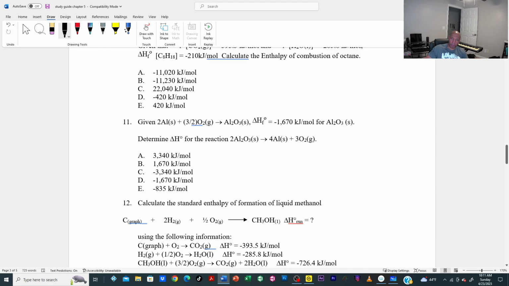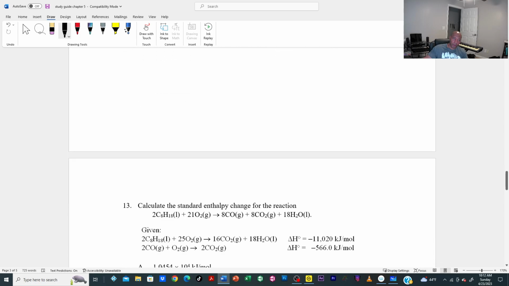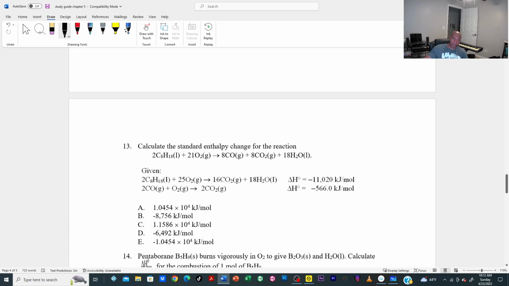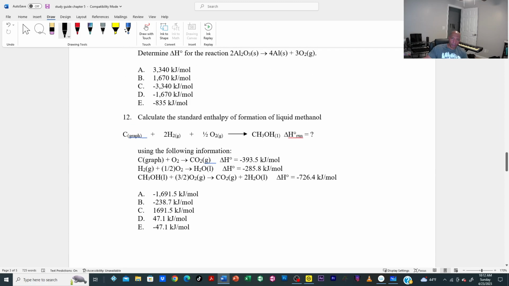But I also multiplied the reaction by 2. Notice there's 1 mole of alumina right here, and I have 2 right there. There are 3/2 moles of O2 right here, and I have 3, and there are 2 moles of aluminum, and right here I have 4. So I'm going to take the negative off, make it positive, and multiply it by 2. 1,670 times 2 yields 3,340, a positive 3,340. So the answer is, of course, E. See how easy that was?